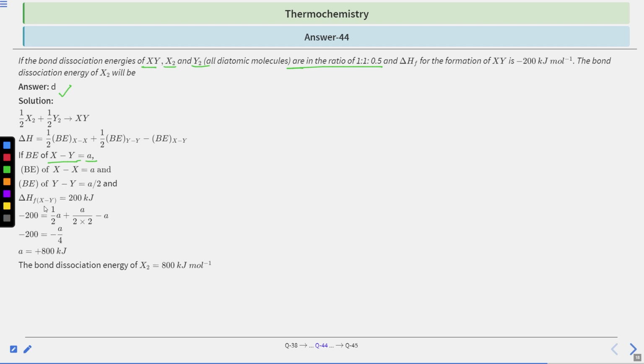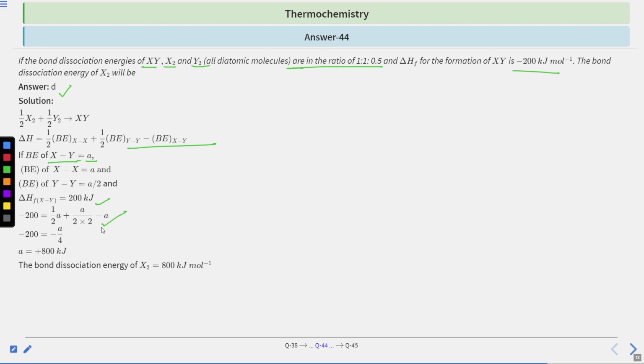Now we know the enthalpy of formation for the XY molecule. The enthalpy of formation for the XY molecule is given as minus 200 kilojoule, which is given in the question. On putting these values in the equation, on the left hand side we have minus 200 equals the bond energy of the XX bond, which is half of A, plus half of the bond energy of the YY bond, which is A by 2 into half, and minus the bond energy of the XY bond, which is A, so minus A.